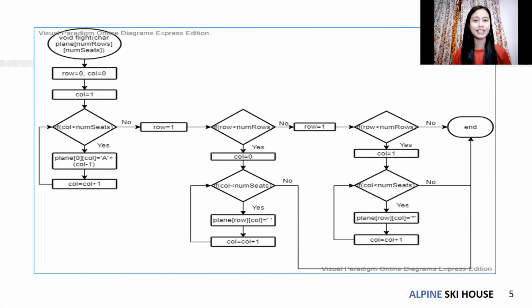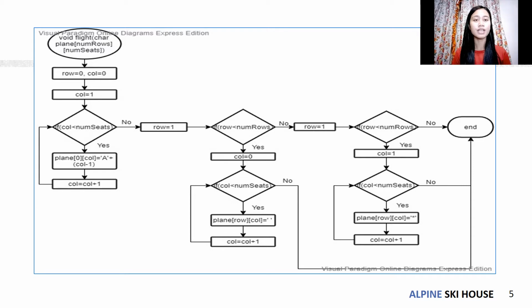As you can see from the slide, the flowchart shows we start from the number of seats and the flow direction is going to the process box. There are 2 process boxes, and from the process box, the flow direction is going to the decision box. In the decision box, there are always 2 outcomes: yes or no.